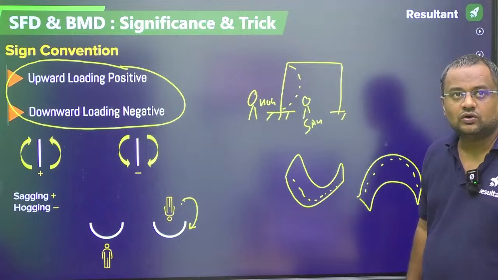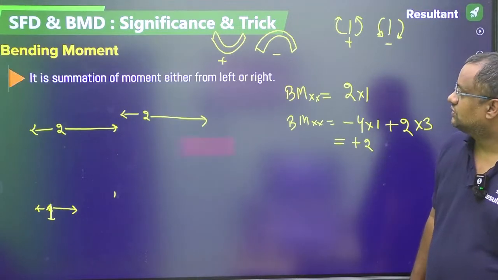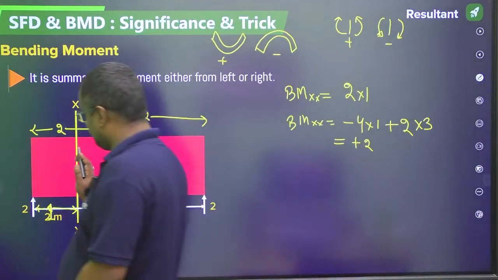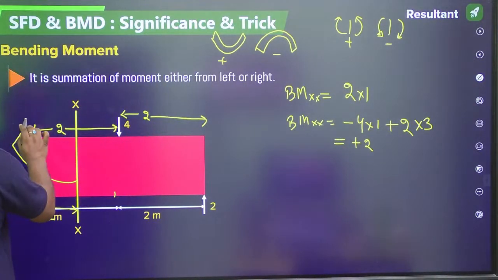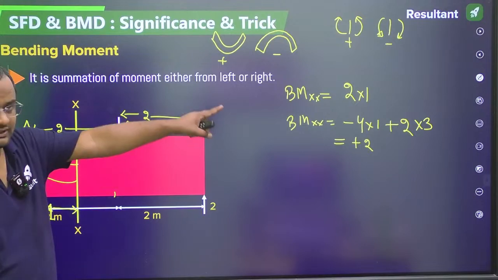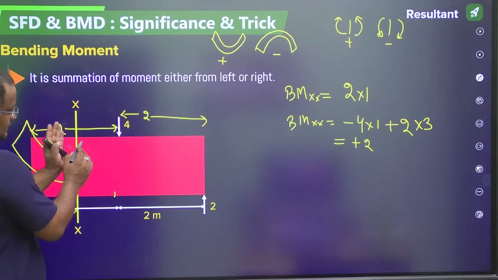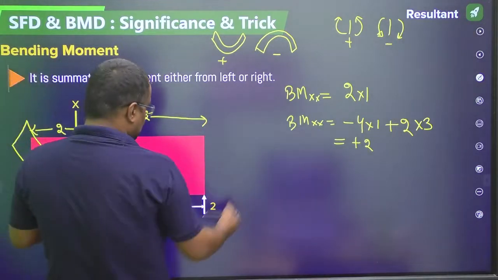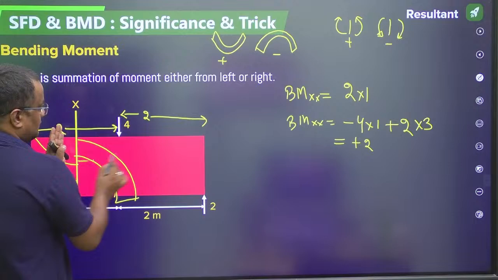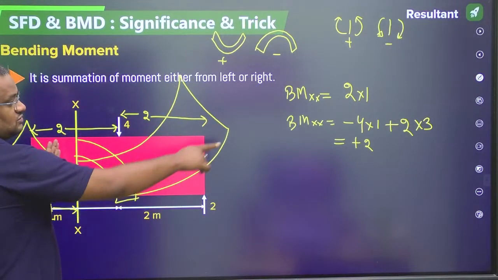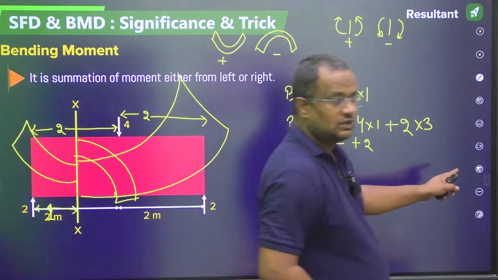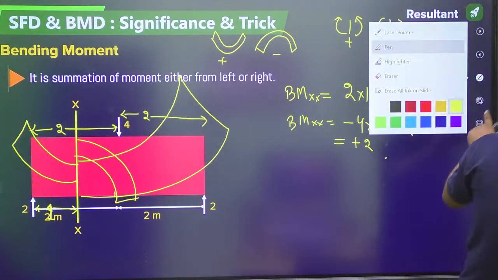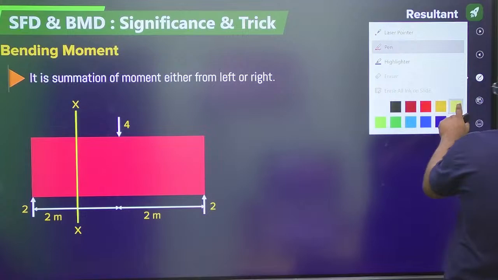Okay, so here, if we lock the beam here, this 2 is making the beam like this, sagging. So it is positive. This 4, if we lock it here, is making the beam like this. So that is hogging, so minus. This 2 is making the beam like this, so 2 is sagging. So what is the bending moment coming? 2. From here also 2, here also 2. So the bending moment is 2.